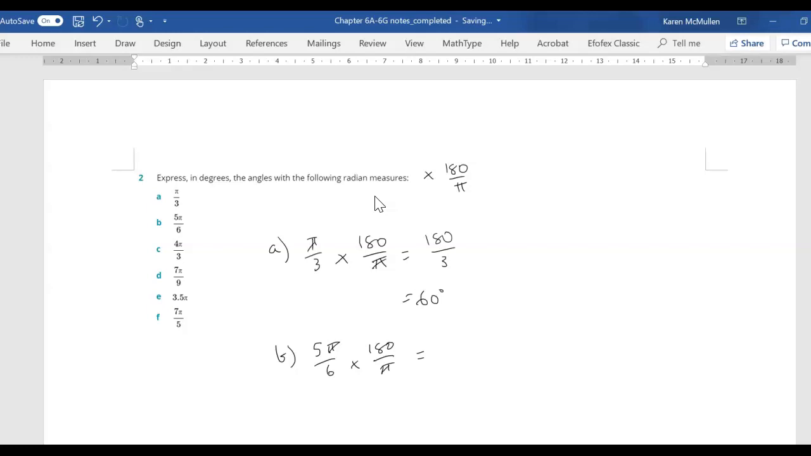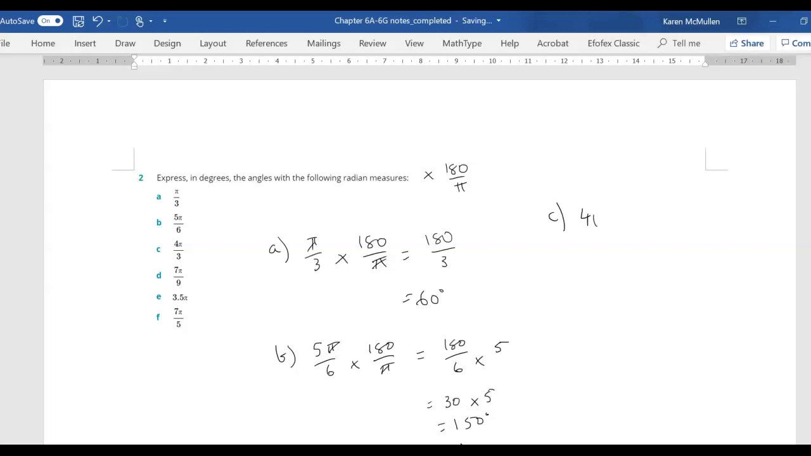You can actually switch your numerators. So we can say, all right, 180 over 6 times 5. All right, so 180 divided by 6 is 30, times 5 gives you 150 degrees. You'll notice when we write radian, we don't actually put the symbol for radian, but when we do degrees, we do put the symbol for degrees on there.